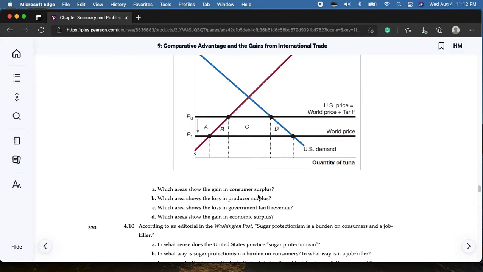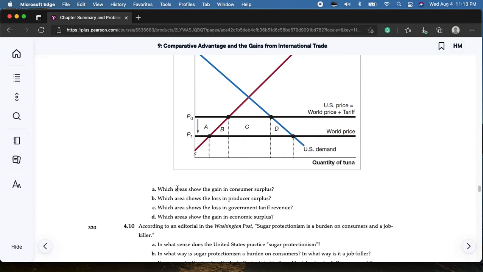So what we see here is the consumption is going to drop from U.S. producers, but it's going to increase from world producers. So the question is, which areas show the gain in consumer surplus? So this is where we are. We are buying this from U.S. producers, and we are buying this from the world producers. Once the tariff is gone, now we are at this point here. We're buying this from U.S. producers, and we're buying this from world producers.